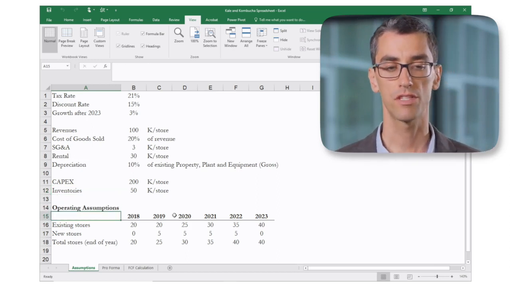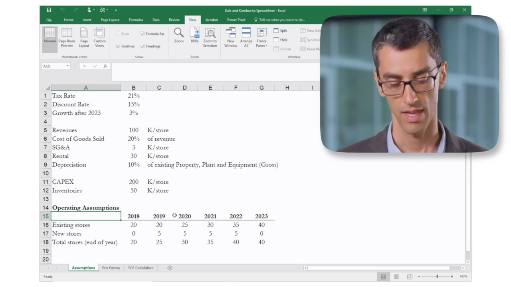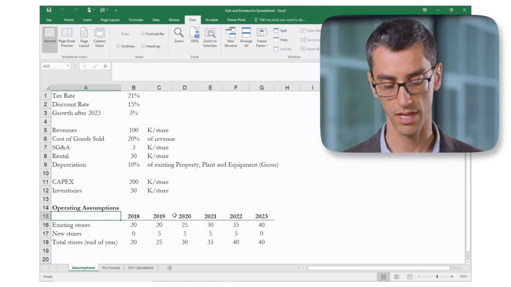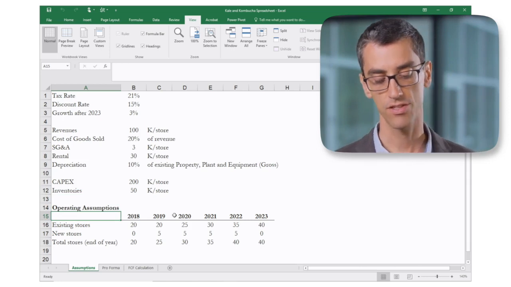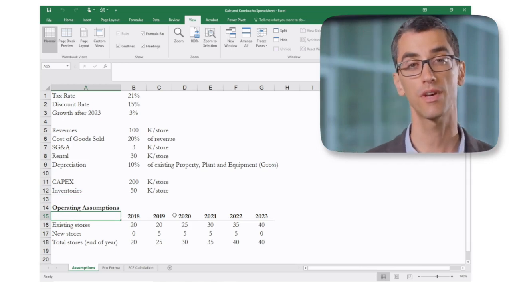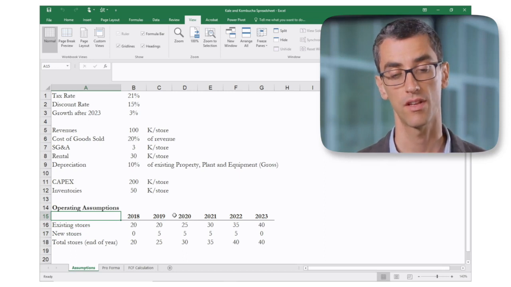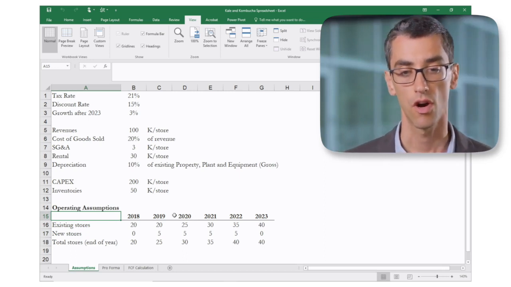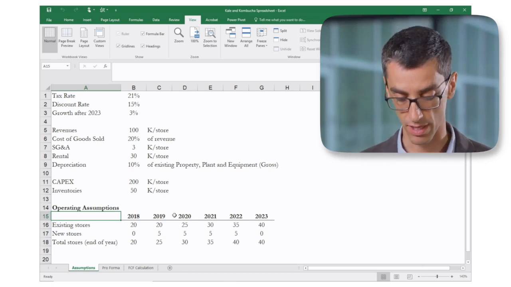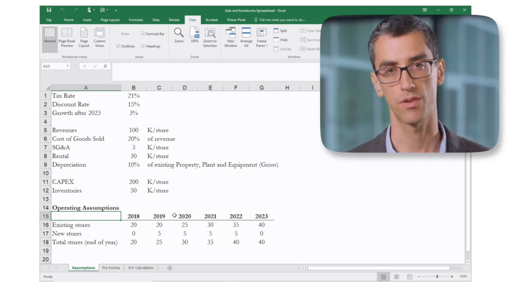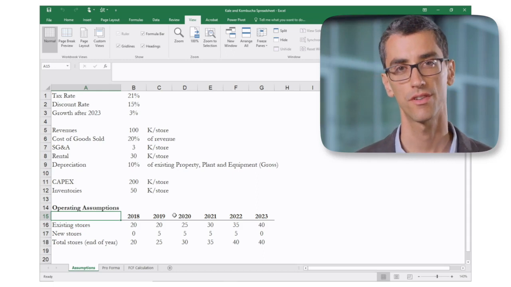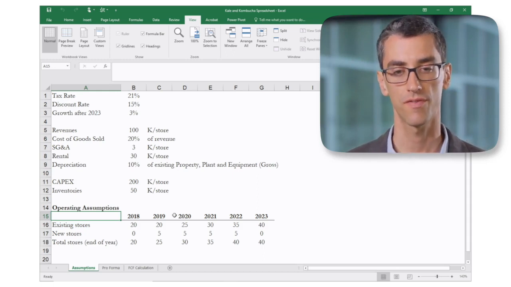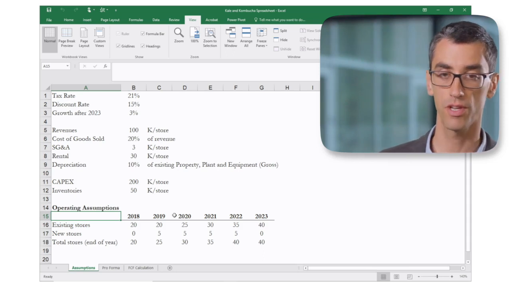Finally, in terms of expansion, we know that we have 20 stores as of the end of 2018. And then starting in 2019, we have a pretty aggressive investment plan where we will be building out 5 new stores over 2019, 2020, 2021, and 2022. So over 4 years, we will be building out 5 new stores in each year until we reach 40 stores in 2023.